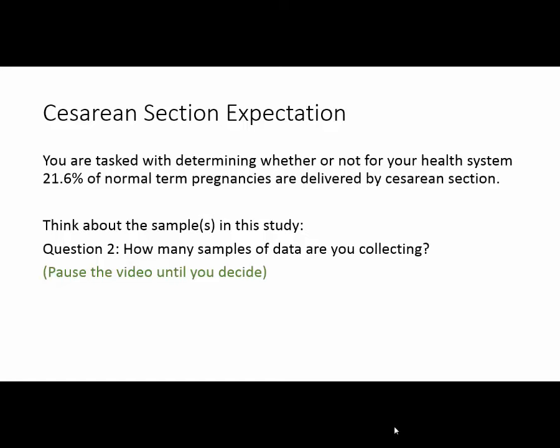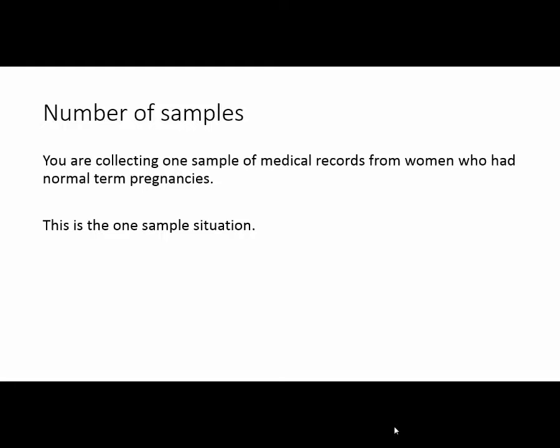Next question that you want to ask yourself: how many samples of data are you collecting? Again, pause the video. In this case, you are only collecting one sample of medical records from women who had normal term pregnancies. So this is definitely a one sample situation.